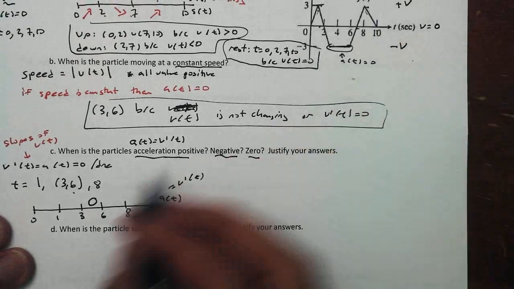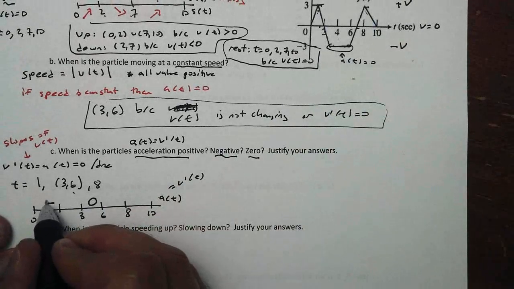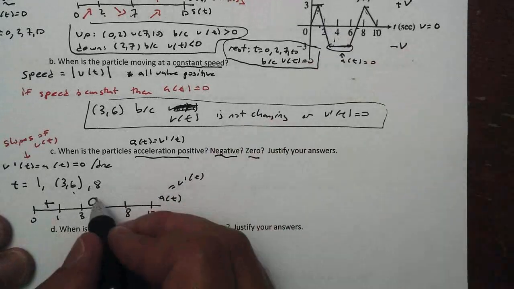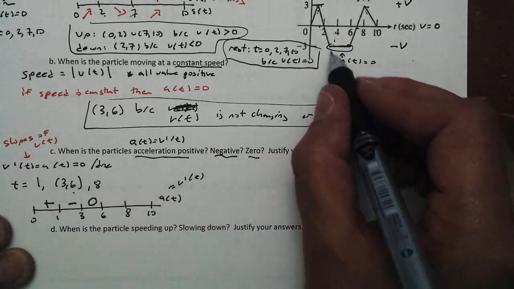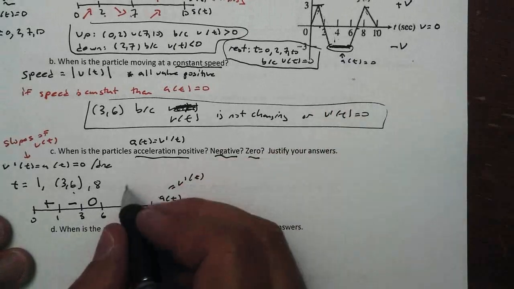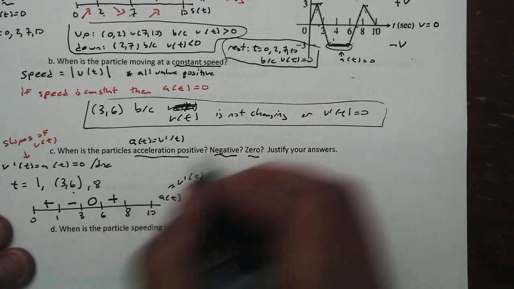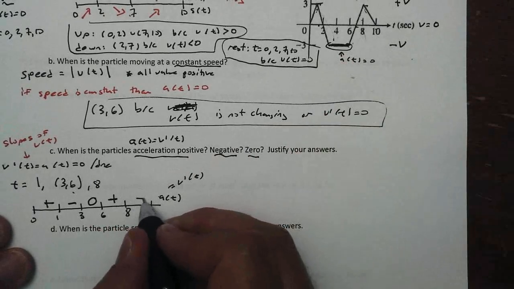So between 0 and 1, the slope is positive. So we're accelerating in the positive direction. Between 1 and 3, negative. Between 3 and 6, that whole slope there is 0. Between 6 and 8, positive. And between 8 and 10, negative.